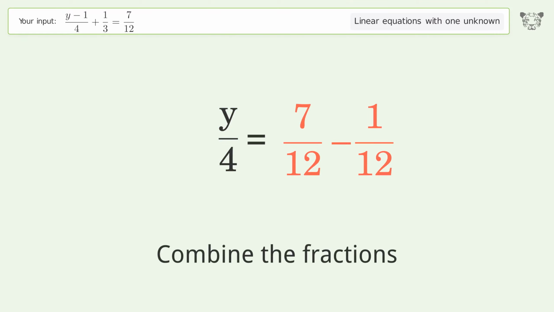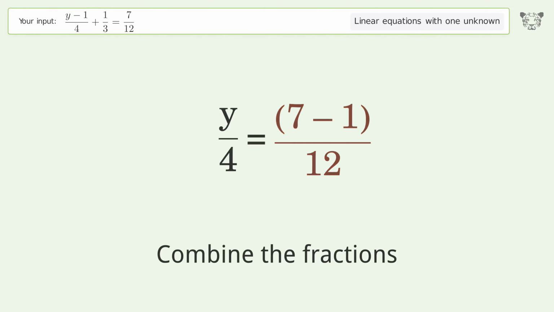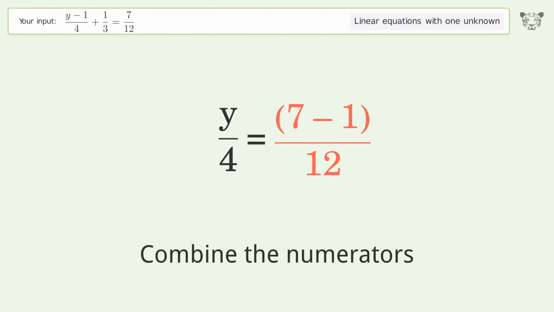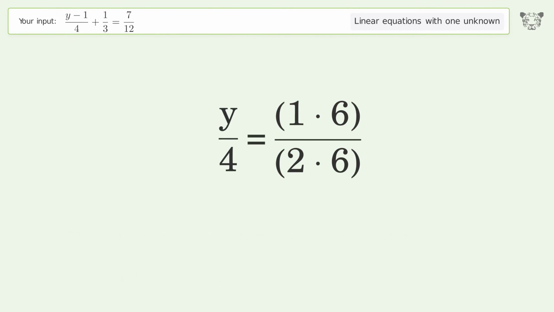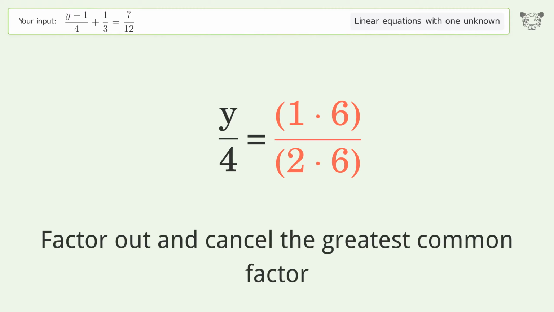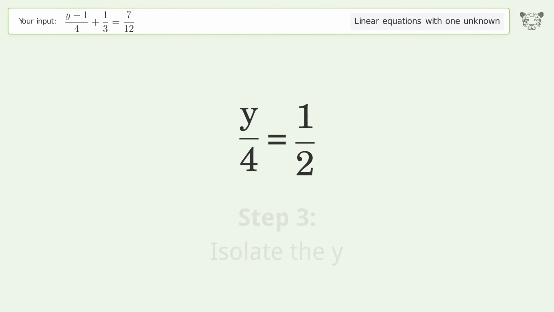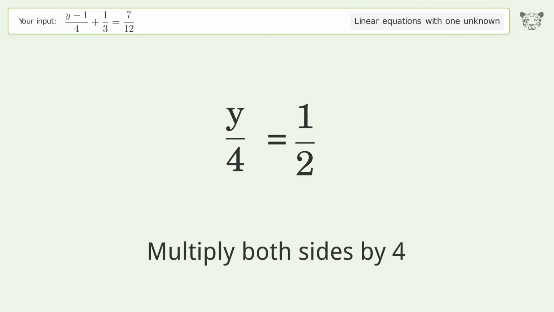Combine the fractions. Combine the numerators. Find the greatest common factor of the numerator and denominator. Factor out and cancel the greatest common factor. Isolate the y. Multiply both sides by 4.